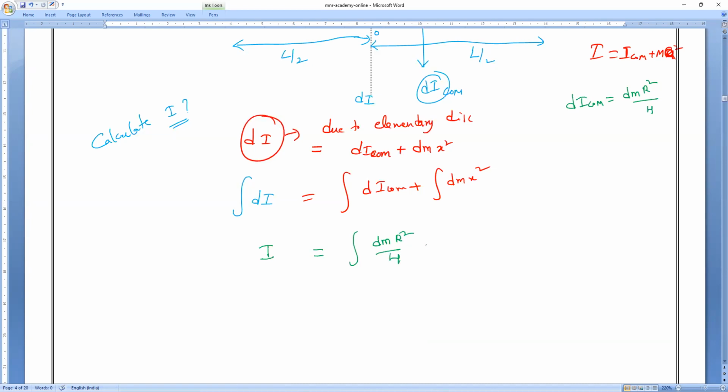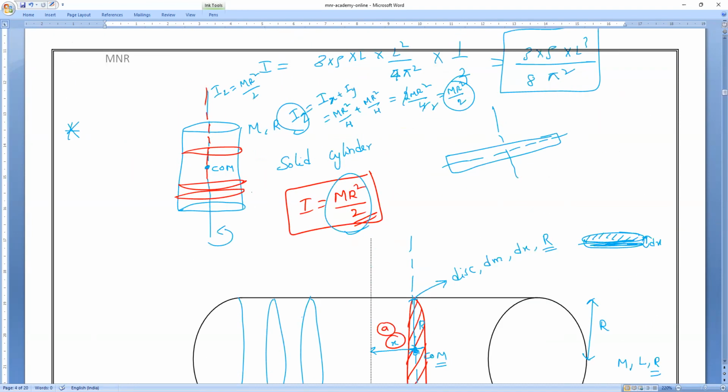Is it okay? Please respond. And the integration of dm x square. So that is what it is. Because it is a disk, so for the disk through the x-axis, what will happen? We all know that mr square by 4, because we already studied for a solid cylinder through the z-axis only, mr square by 2.